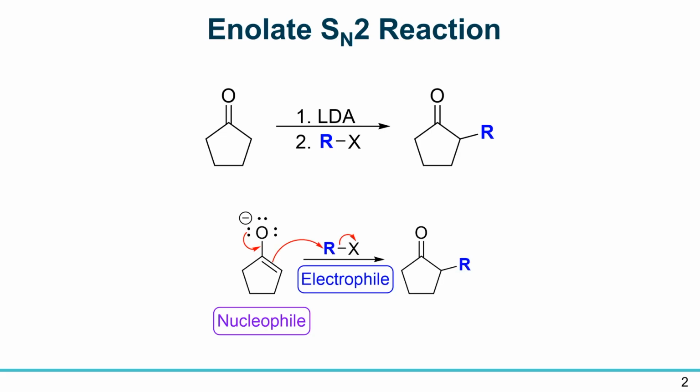The LDA forms an enolate nucleophile in the first step, which can then perform nucleophilic attack on the electrophilic carbon of the alkyl halide to add the R group of the alkyl halide at the alpha position. If this reaction seems familiar, that's because it's just an SN2 substitution with the enolate acting as the nucleophile. Remember from Organic 1 that with SN2 reactions, steric hindrance is a concern, so the alkyl halide should be either methyl or primary.